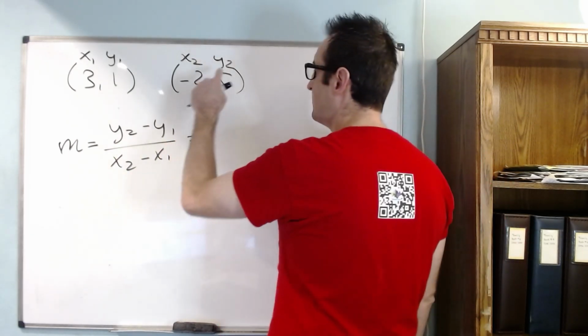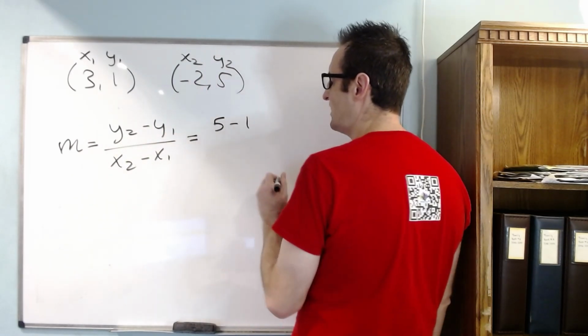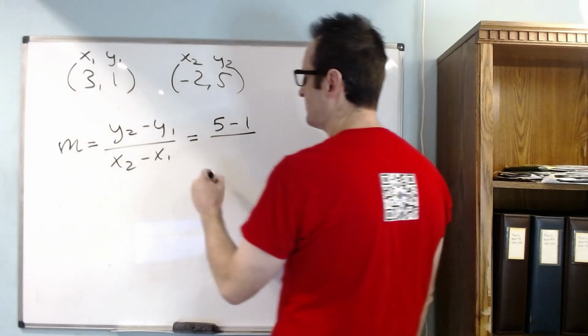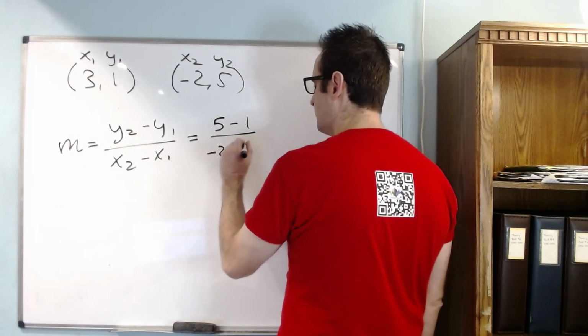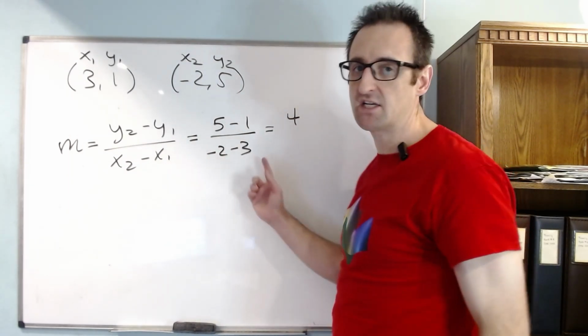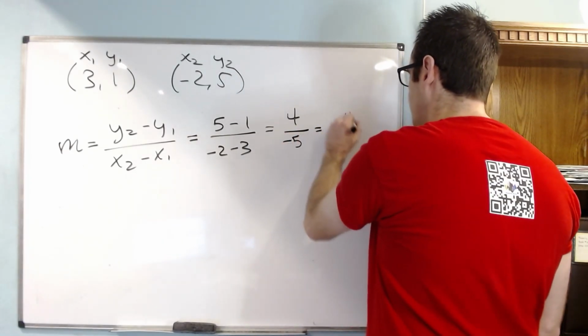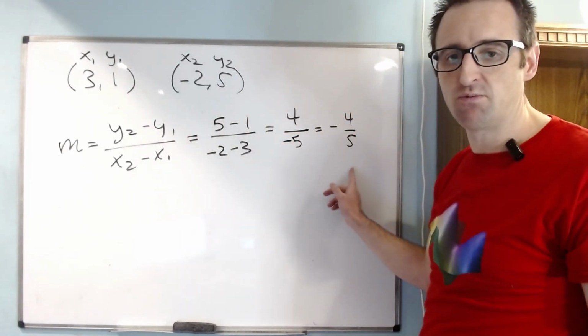So we plug in y2 and y1 on top, and we get 5 minus 1, and then we put in x2 and x1 on the bottom, which would give us -2 minus 3. 5 minus 1 is just 4, and -2 minus 3 is -5. This produces a fraction that's -4/5, and that's the slope of this line here.